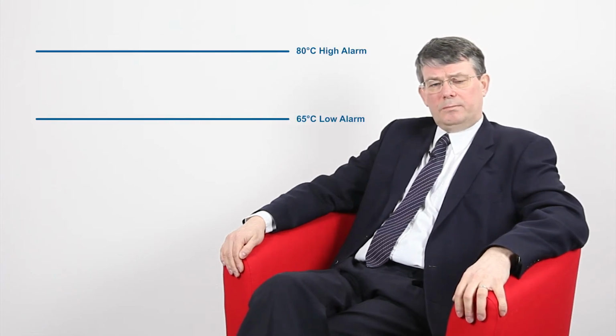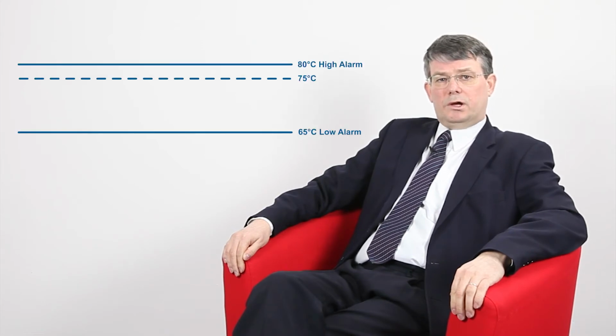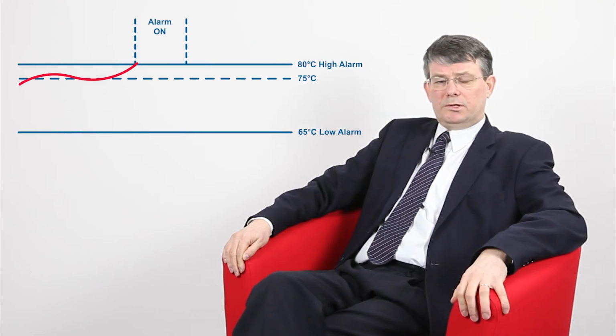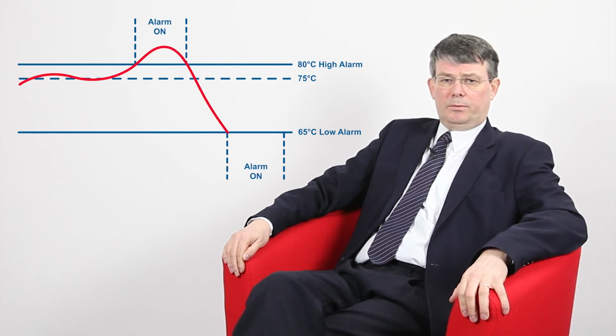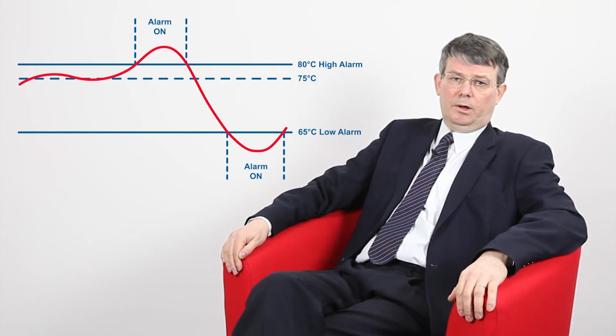Imagine you have a process and you want to maintain it between the values of perhaps 65 and 80 degrees C, and that you want an alarm if it was to go beyond that point. You set your alarm values at 65 and 80 degrees C, and you have perhaps starting the process at 75 degrees, everything would work normally. If the process went above 80 degrees, the alarm would operate. If it fell below 65, the alarm would operate normally, and all would be well.